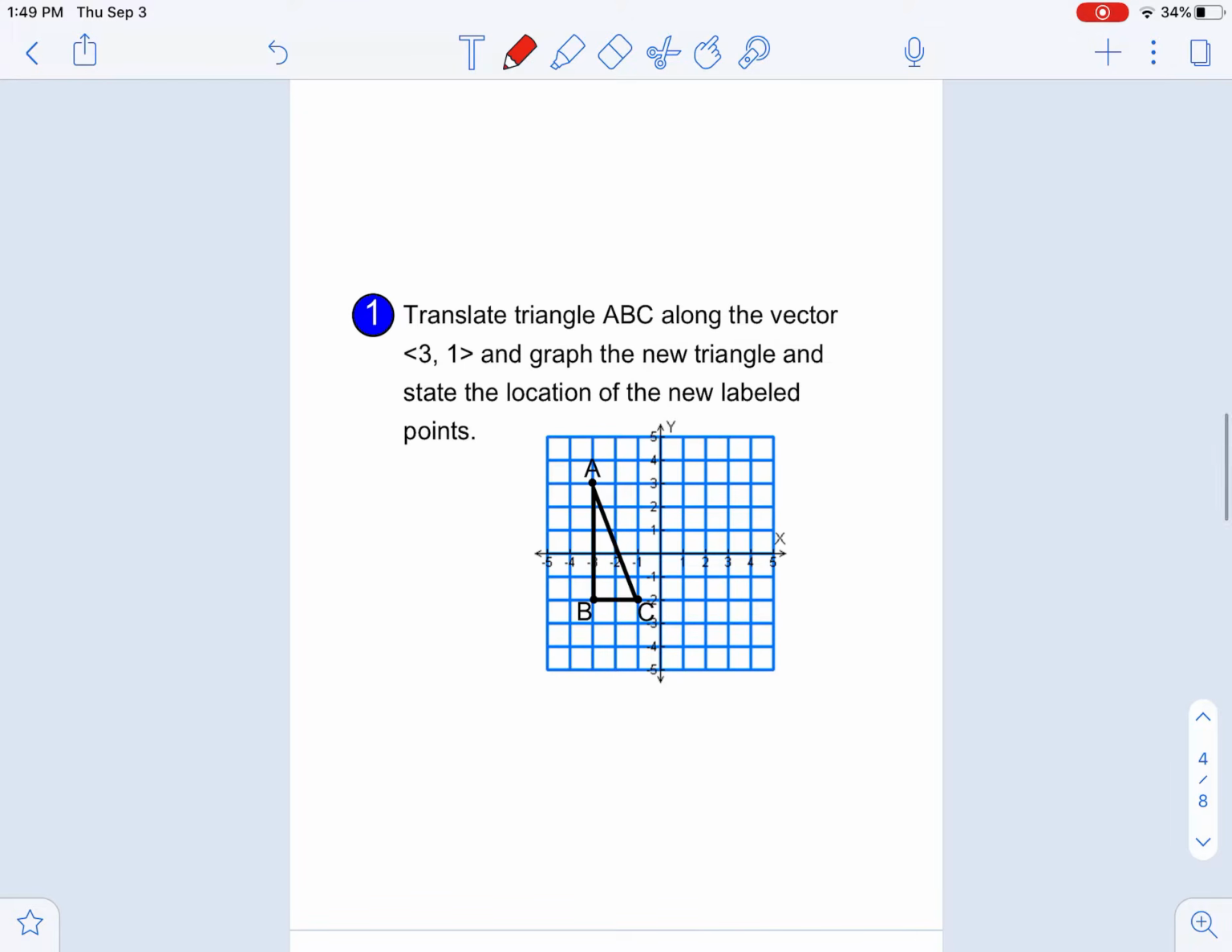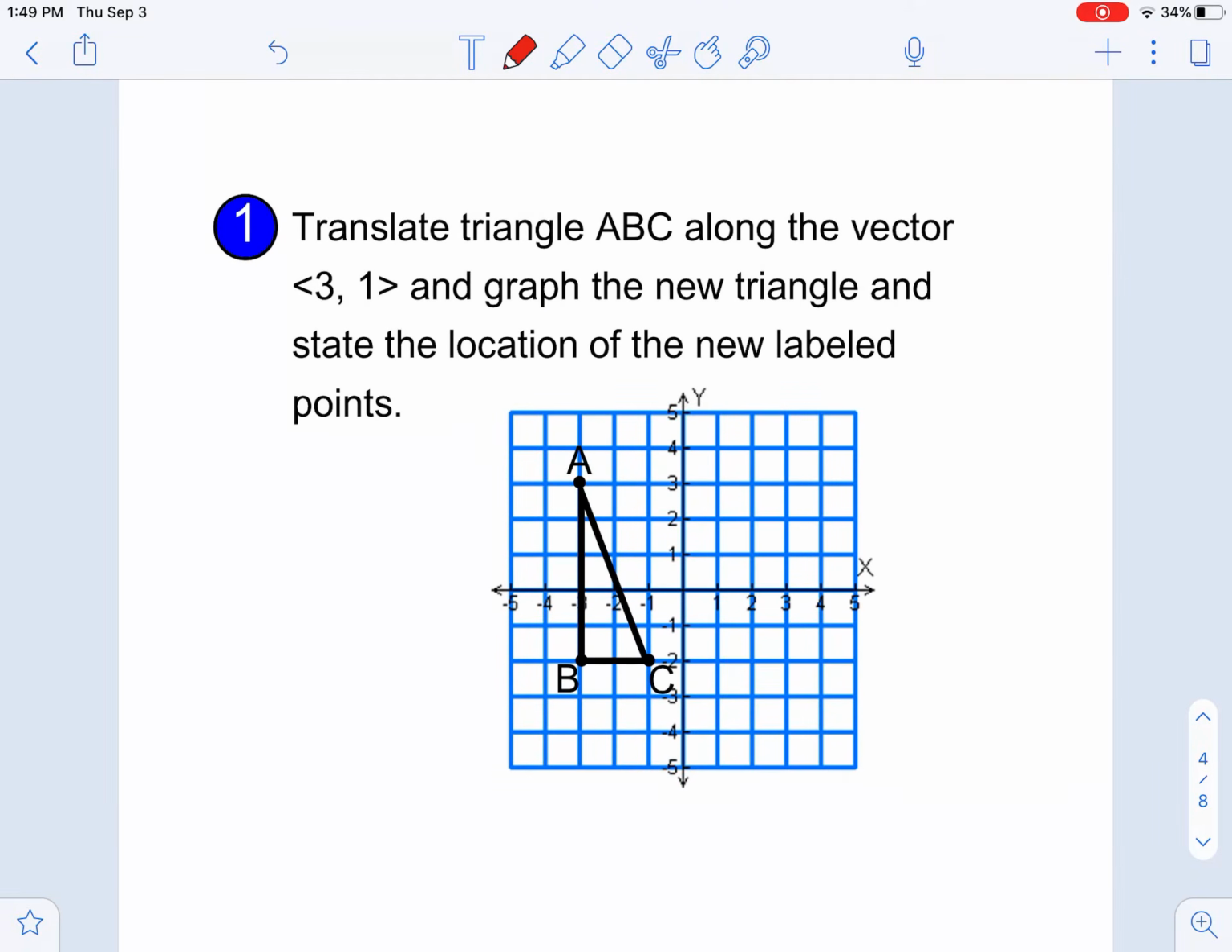Okay, so let's do some examples. Make sure you're listening to what I'm saying here because I'm going to tell you what's required for the test. What's required for the test is not just the drawing. You need the points listed also. This one says translate triangle ABC along the vector <3, 1> and graph the new triangle and state the location of the new labeled points.